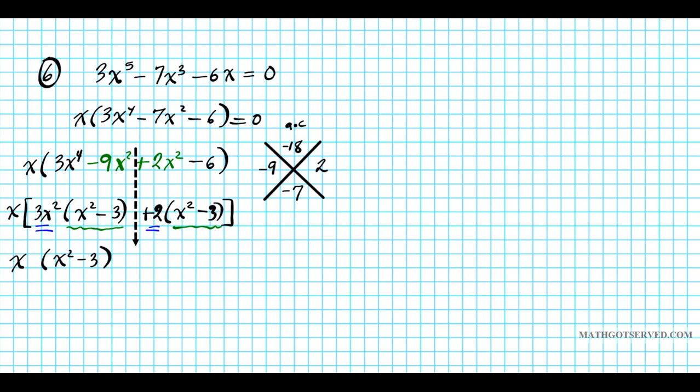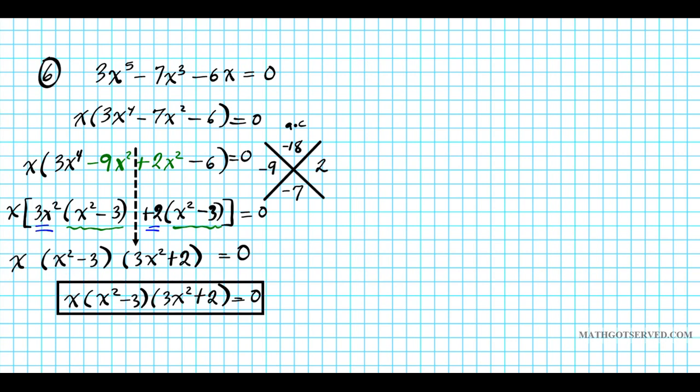Let's not forget everything here is equal to 0. So we have 3x squared plus 2. Now, can this be factored any more? The answer is no. This is the factored state. So we have x times x squared minus 3 times 3x squared plus 2 equals 0. This is the first result that we want, the factored form with integer coefficients.